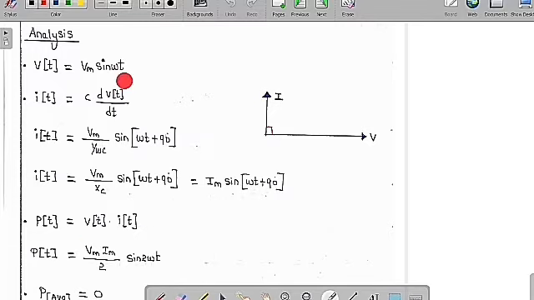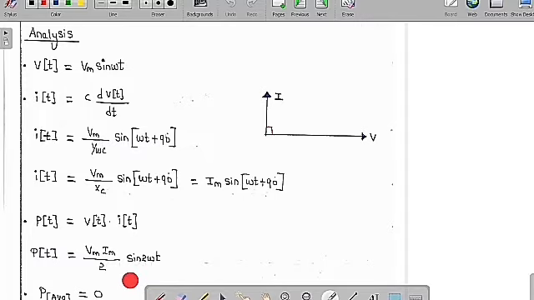If you multiply these two quantities, you finally get Vm Im by 2 into sin 2 omega t. If you want to know the average power consumed by the capacitor, you have to integrate over one time period. Over one time period, the integration of a sine signal always gives you 0.